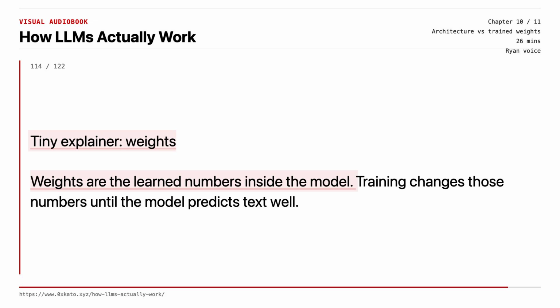Tiny explainer. Weights are the learned numbers inside the model. Training changes those numbers until the model predicts text well.